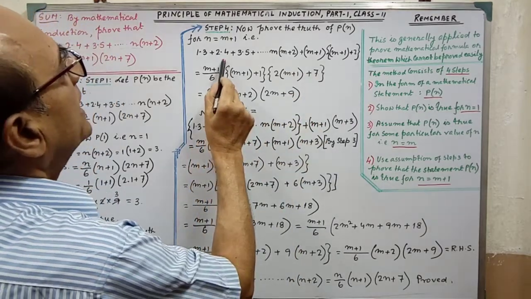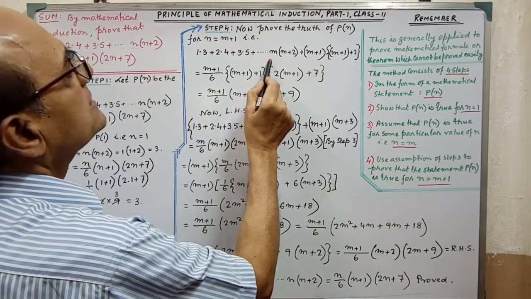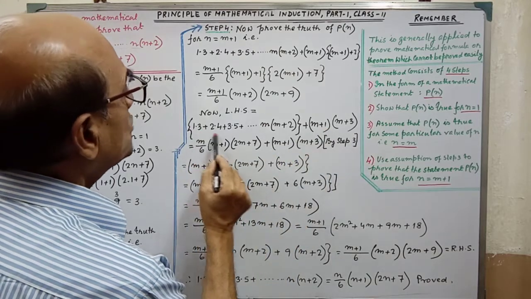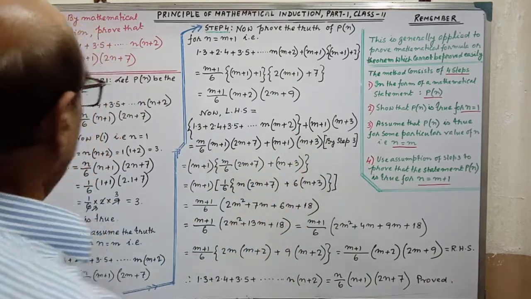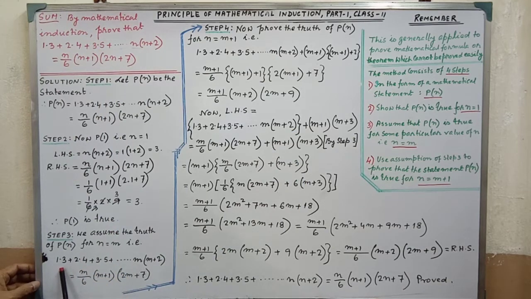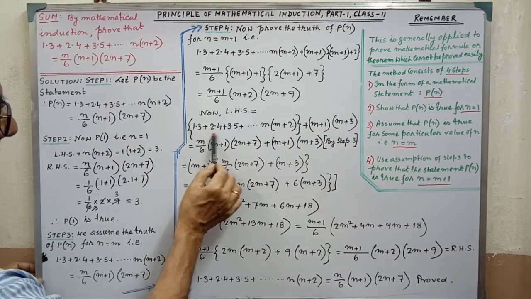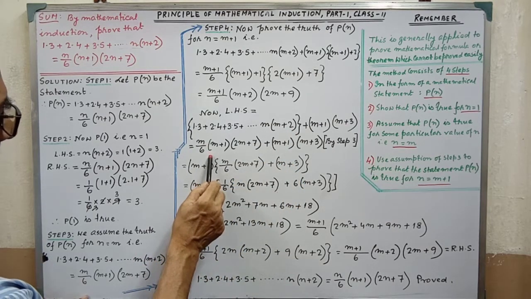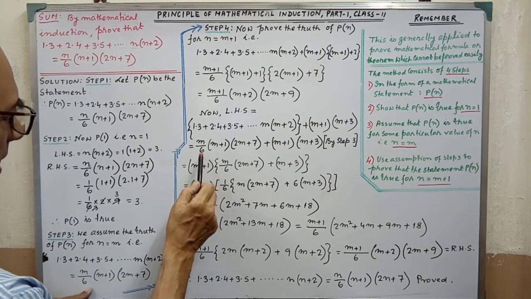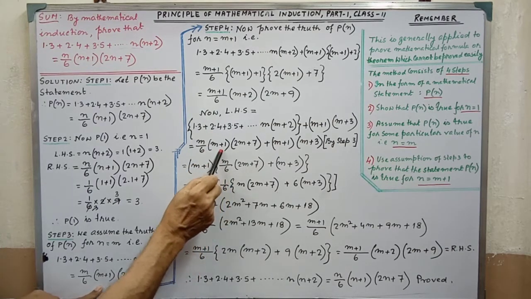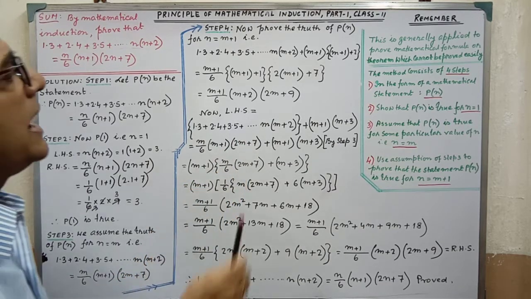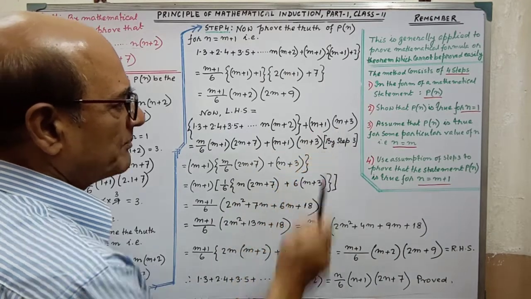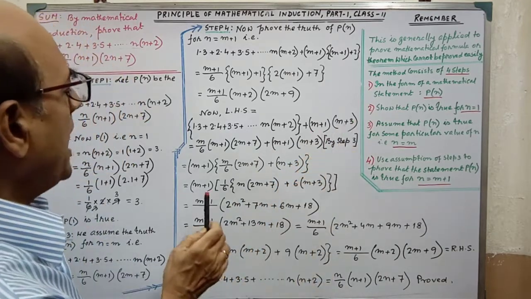Now the LHS, that is this side. This is the right hand side, and this is the left hand side. After writing the left hand side, this portion within the second bracket is exactly what we are getting here. This and this are exactly the same. So this equals this. This is why in place of this we may write m by 6 into m plus 1 into 2m plus 7. After putting the value from step 3, now we have to write m plus 1 into m plus 3. Then we have to simplify.